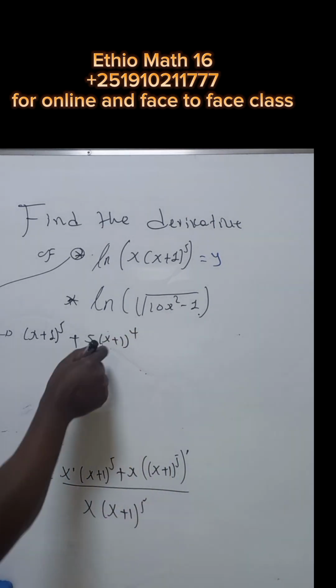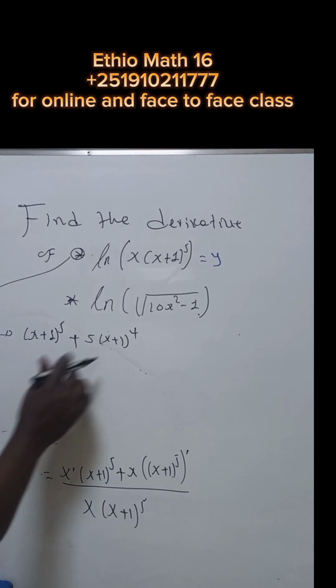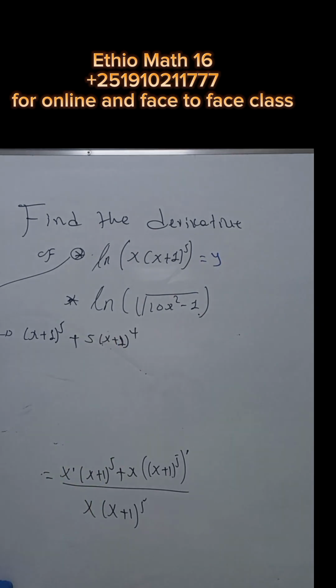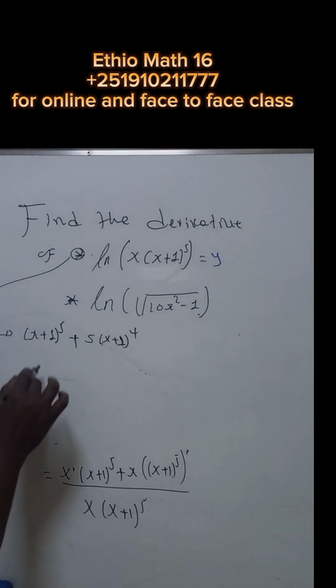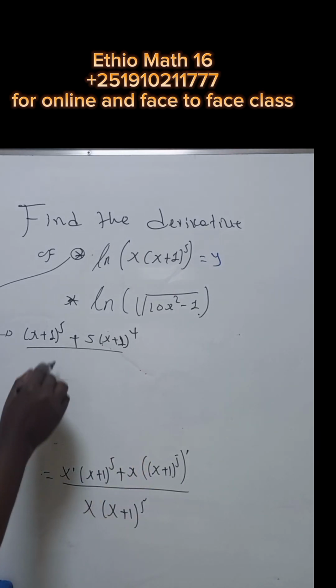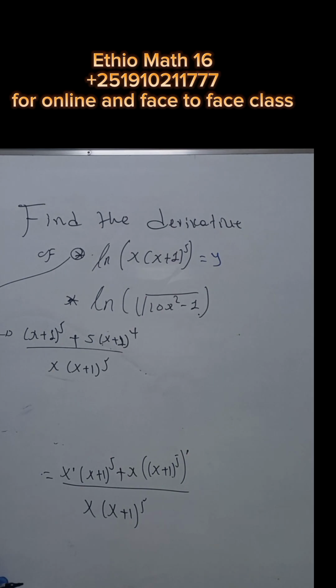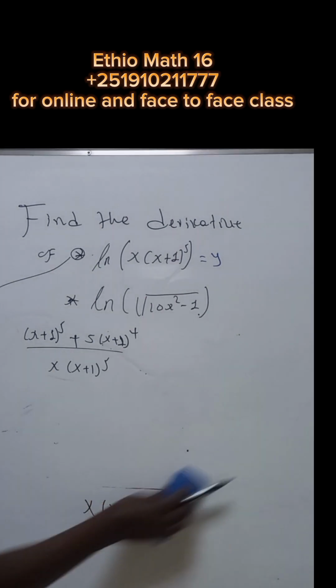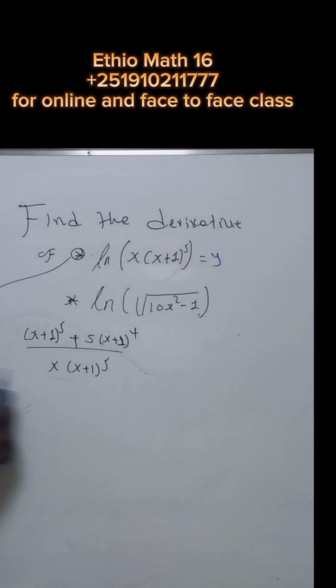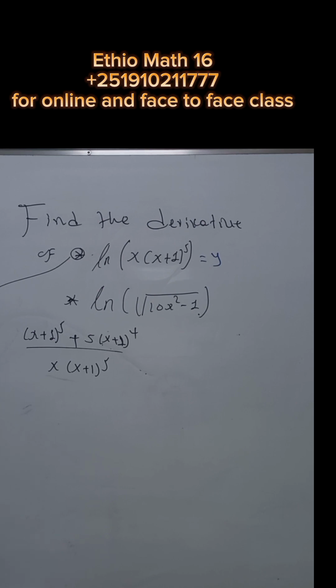Times the derivative of x plus 1. The derivative of x plus 1 is obviously 1, so there's no need to write it again. Then over x times (x plus 1) raised to 5. So this is the derivative of ln of x times (x plus 1) raised to 5, which is given by the derivative divided by x itself, which is immediately given by this.